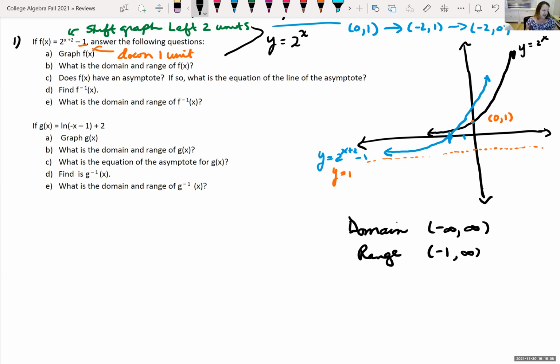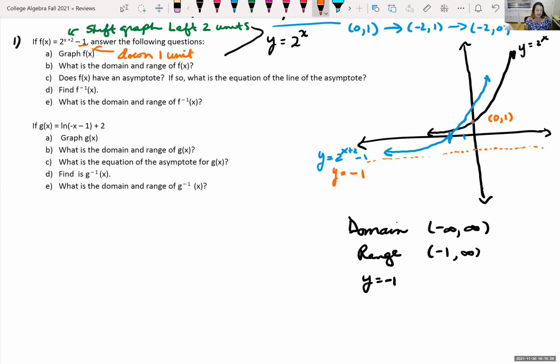Does f of x have an asymptote? If so, what is the equation of the line of that asymptote? Well, we already said it, it was y equals -1. And when I wrote this down here, this should be -1 also.